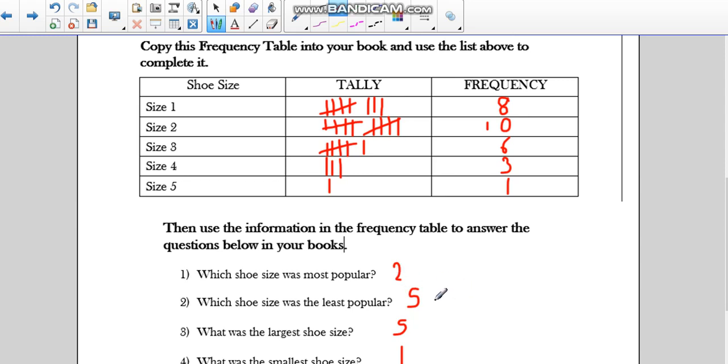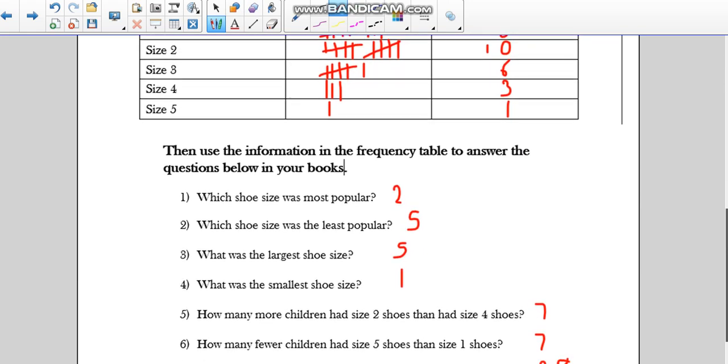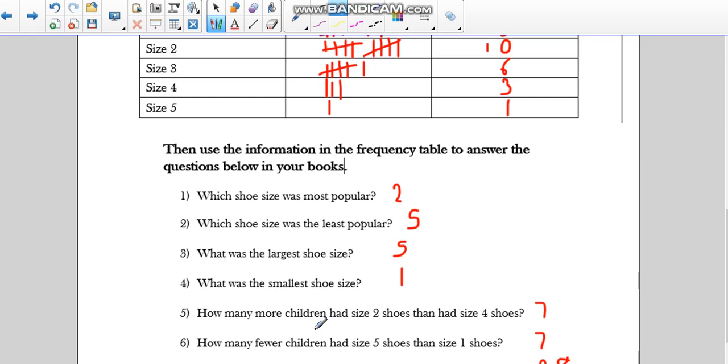Okay, which shoe size was the least popular? Well, that was size 5, only one person had that. The largest shoe size was 5, and the smallest shoe size was 1. How many more children had size 2 shoe sizes than size 4 shoes? Okay, so we had 10 who had size 2 and 3 that had size 4, so that's 7 more.